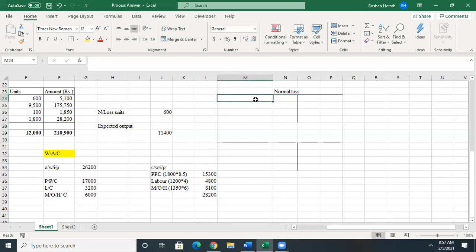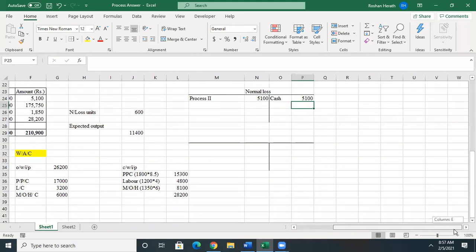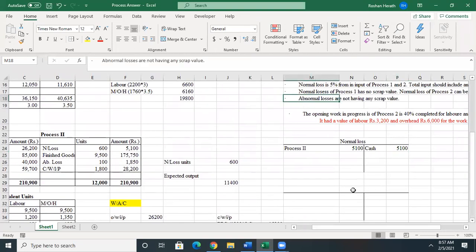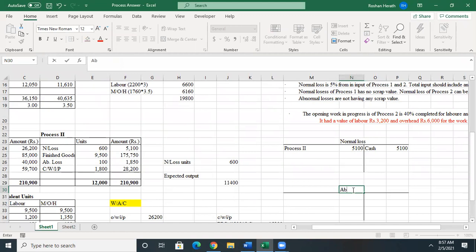From process 2 you have transferred the normal loss, the value was 5,100, and in fact you can sell them. Normal loss, the question had said that it can be sold, so you have received the cash in that respect. But when it comes to abnormal loss, the question had said that abnormal loss does not have any scrap value, so you need to add accordingly. Abnormal loss cannot be sold. Process 2, you transfer the abnormal loss.